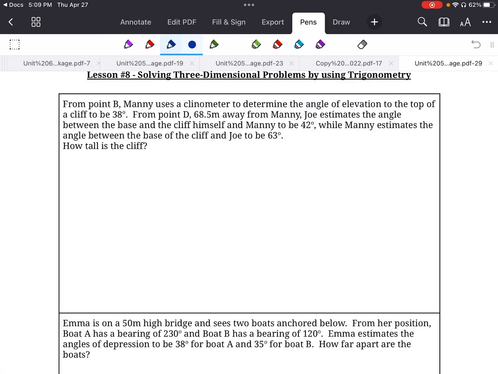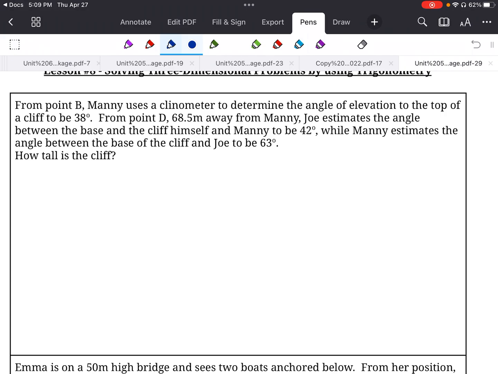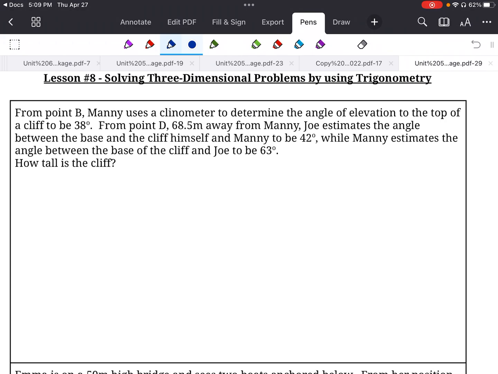Hello, welcome to the last lesson of our trigonometry functions unit. This is solving three-dimensional problems by using trigonometry. Okay, get right into it. We're going to be using primary trig functions, sine law, and cosine law.